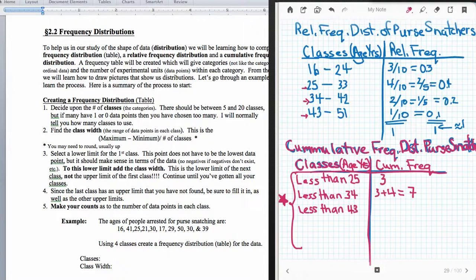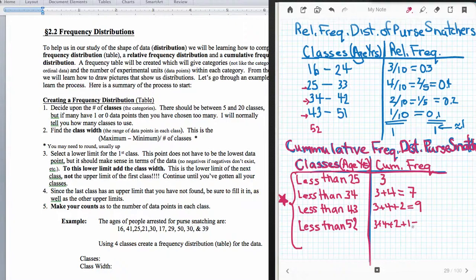And less than 43, now we have the 3 plus the 4 plus the 2 in there. And so now we have 9. And then finally, we're going to have less than. And do you have any guesses here? Well, if we're staying consistent with the less than philosophy, then it would be the next level. Remember, when we first did this, we decided that the next one would be 52, right? The next lower limit would be 52. So that's what we put in here, less than 52. So this would be 3 plus 4 plus 2 plus 1, and that will give them all.